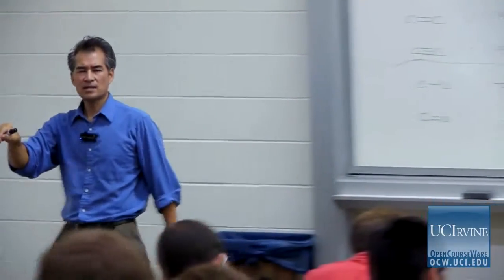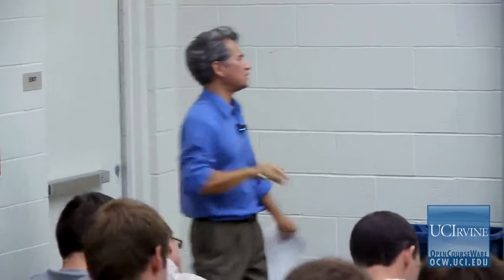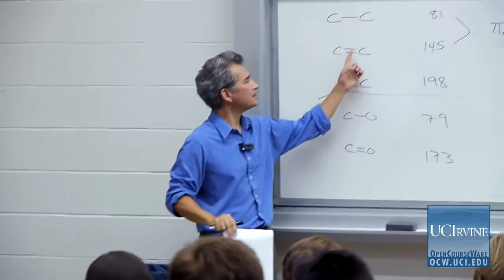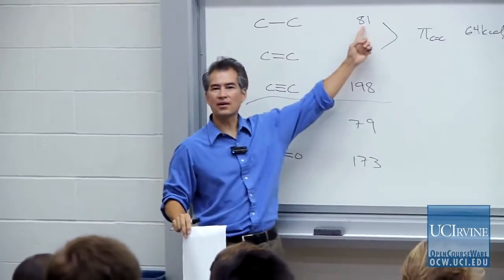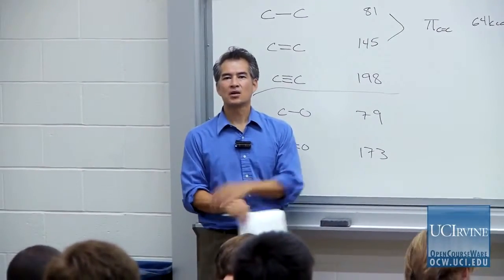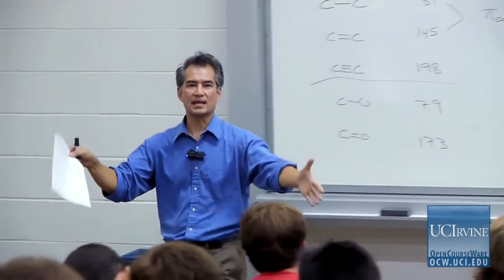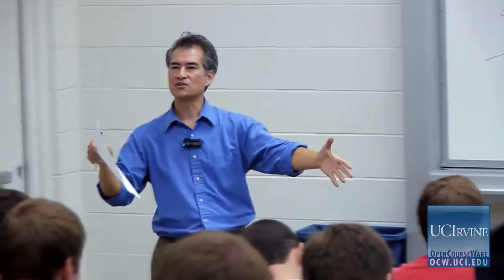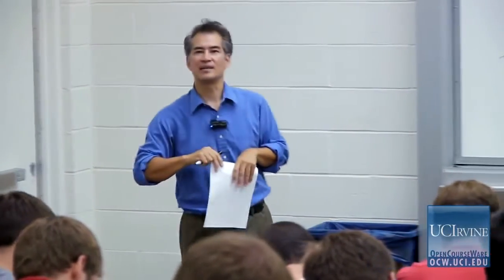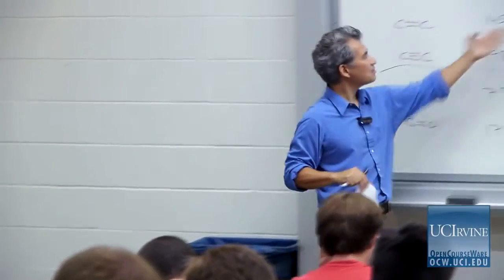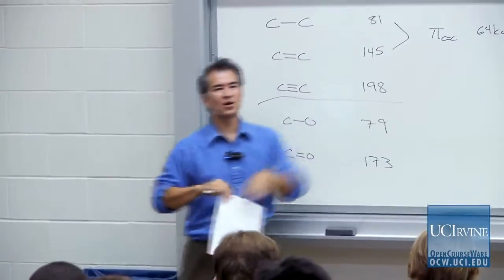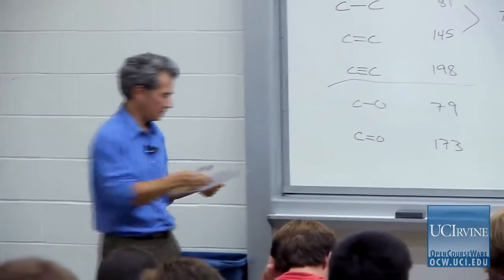The obvious point here is that a pi bond between two carbon atoms, this second bond, is substantially weaker than a sigma bond. Carbon-carbon pi bonds are weak. You want to look for reactions that break carbon-carbon pi bonds and trade them for carbon-carbon sigma bonds. Reactions that break carbon-carbon pi bonds and trade them for carbon-carbon sigma bonds will tend to be favorable.